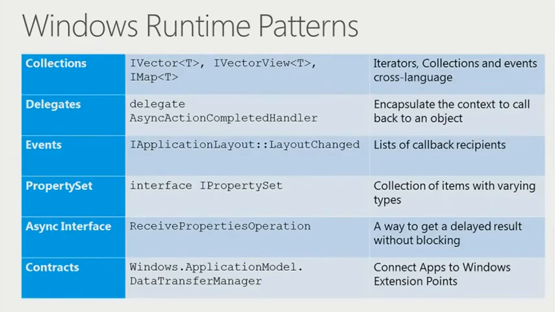We have property sets, which is inspired by XAML, where you can actually have collections of items that have different types. We have the async operations, which derive from IAsyncOperation of T, which is like Task of T, but for the Windows runtime. And that actually has great support in all languages. Like in JavaScript, you use promises using then, which we've seen for the file picker dialog. When you're dealing with C# and VB, you can just use await.